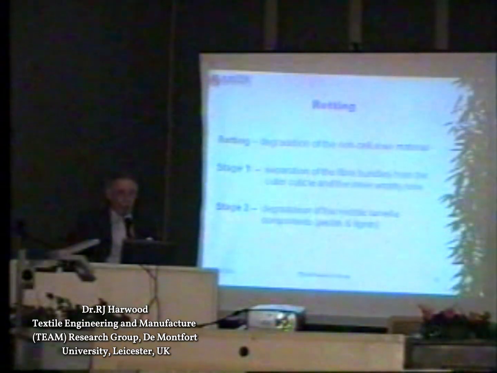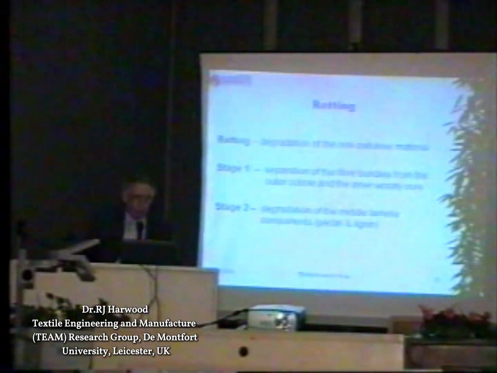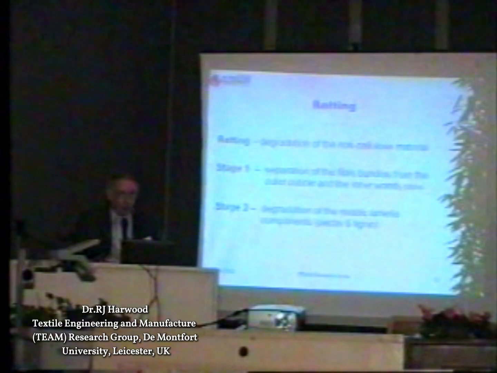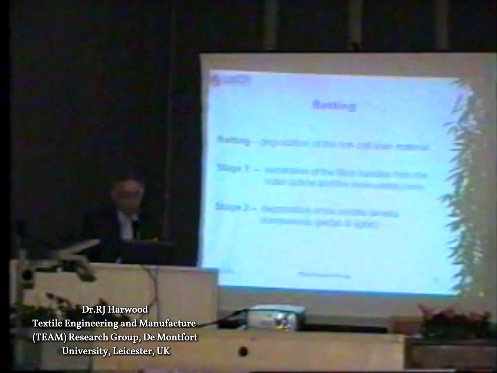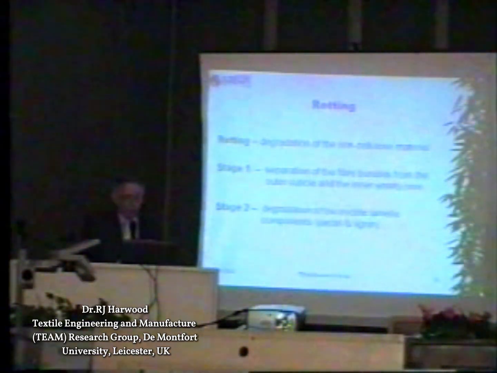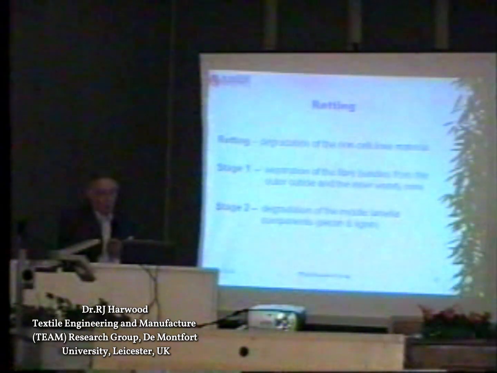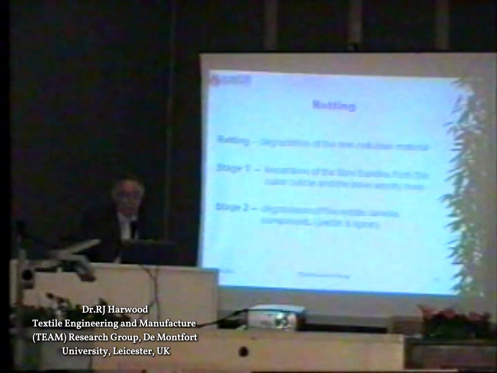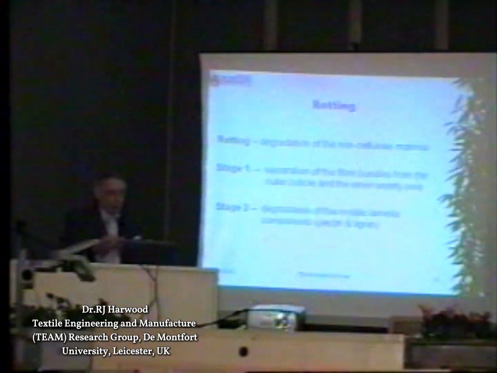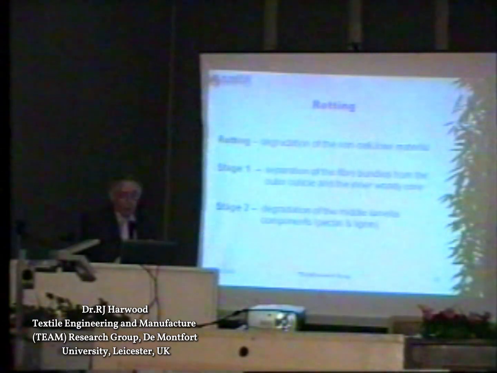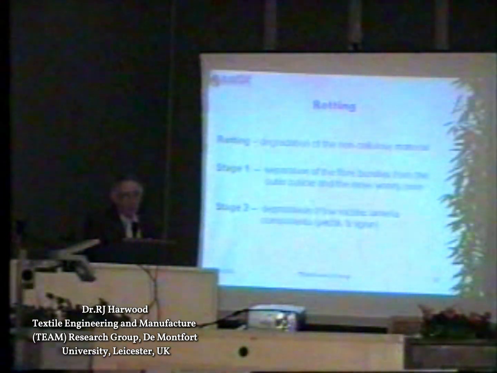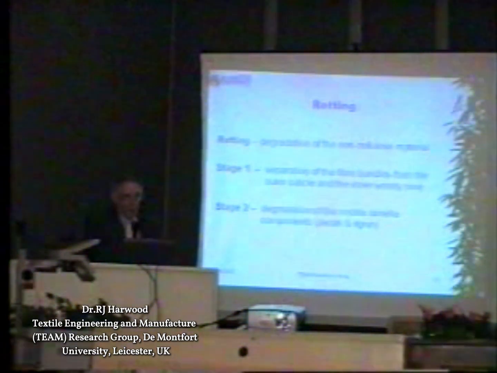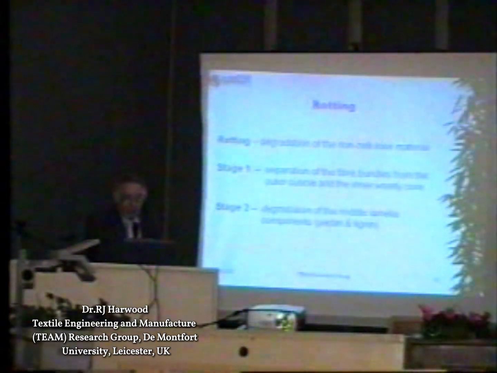Okay, retting is essentially the degradation of the non-cellulose material, or should be the degradation of the non-cellulose material. If degradation of the cellulose material, and the fibres in particular, occurs, then we lose fibre properties. There are two basic stages of it. Separation of the fibre bundles from the outer cuticle and the inner core, and then degradation of the cement that is actually holding the fibres themselves together, known as the middle lamellar components. These are mainly pectin, but with traces of lignin. So simplistically put, lignin behaves very much like a polyester resin. It is very, very difficult to degrade.